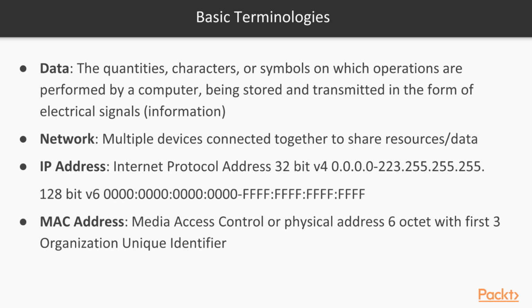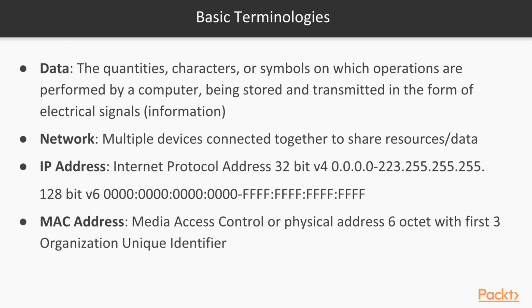Data can be defined as the quantities, characters, or symbols on which operations are performed by a computer, being stored and transmitted in the form of electrical signals. We can also call this information. Network. A network is multiple devices connected together to share resources or data. And a great example of a network is the internet. The internet is made of many devices connected together to share data.